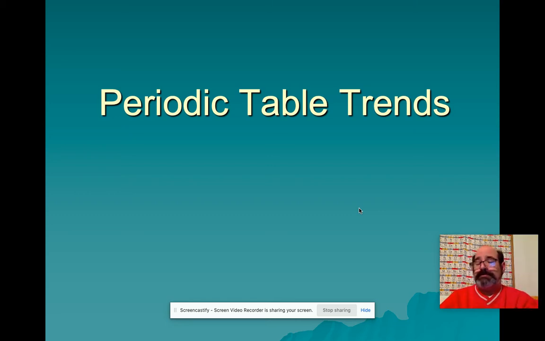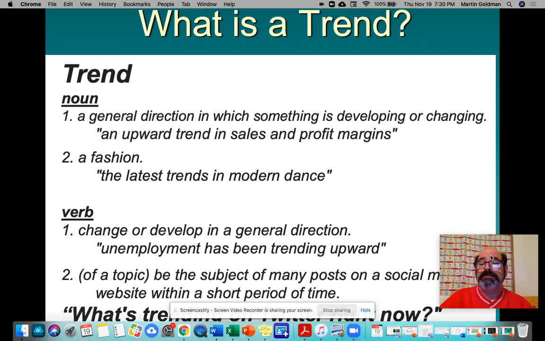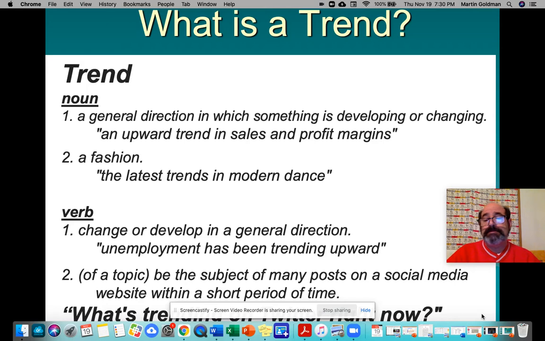Periodic table trends. Lots of trends on the periodic table. We're going to learn about them. Okay, so what is a trend? A trend is a general direction that something is changing or developing. So a trend of things going up or things going down. And of course, there's other things like what's trending on Google and so on and so forth. Social media, that's cool.